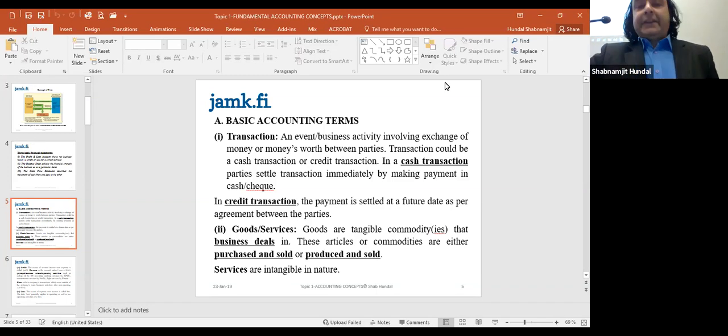So let's start with the basic thing, transaction. Transaction is the core. Unless there's a transaction, there's no revenue, no cost, no expenses. So when you sell something to your buyer, it is a transaction. A transaction is when somebody buys the product from you and you get the cash.